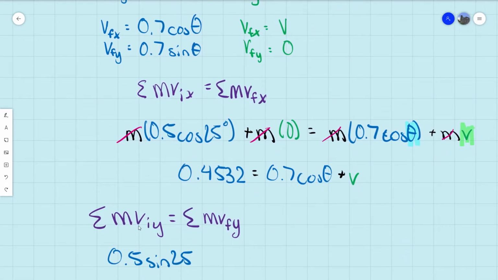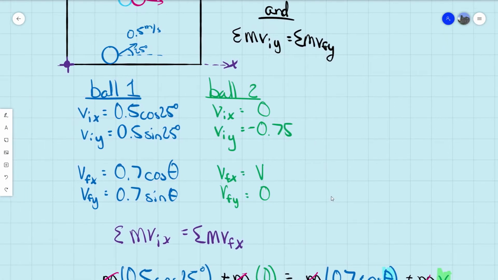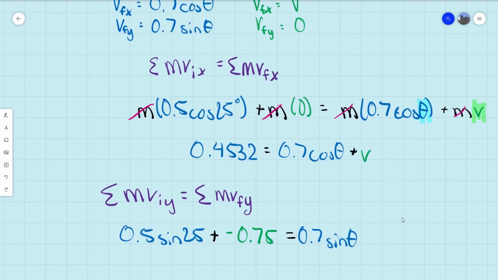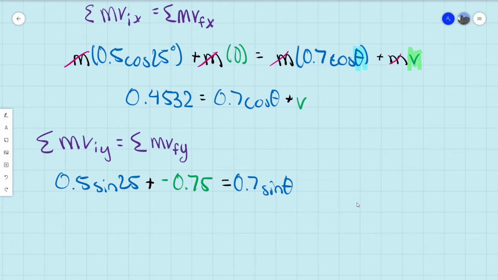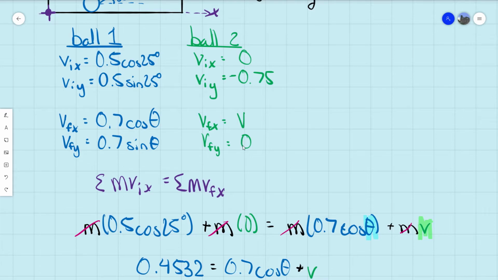plus the initial velocity in the y direction for the second ball, which is negative 0.75. And this equals the final velocity in the y direction for the first ball, which is 0.7 times the sine of theta. As you can kind of see, I'm writing them down here. And then this is plus the final velocity for the second ball in the y direction, which is 0.